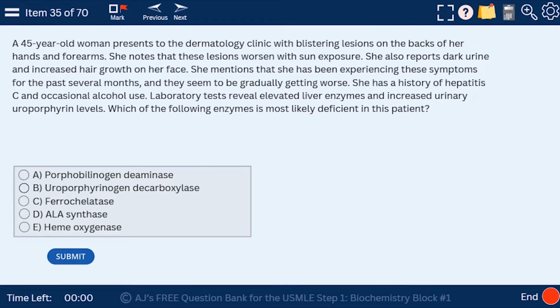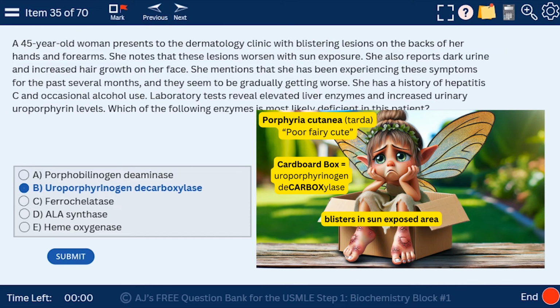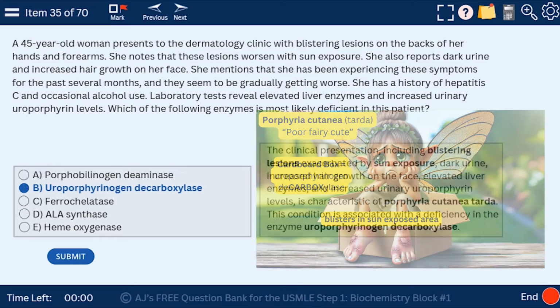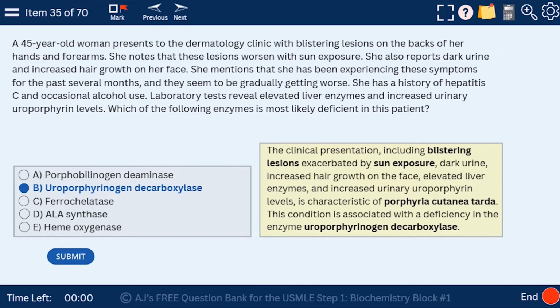Question 35. A 45-year-old woman has blistering lesions on the back of her hands, which get worse with sun. This is porphyria cutanea tarda due to uroporphyrinogen decarboxylase deficiency, which I have an awesome mnemonic about on my website, which will be released hopefully in a few weeks. Uroporphyrinogen decarboxylase is deficient in porphyria cutanea tarda, causing blistering skin lesions on the back of the hands in the sun.